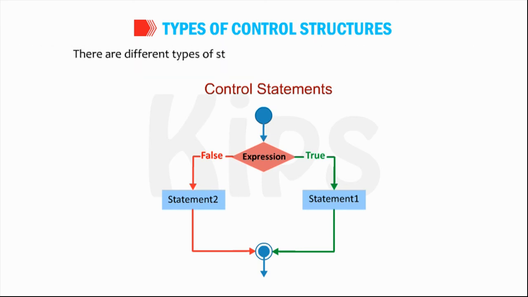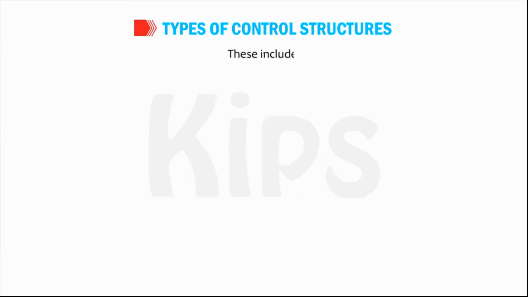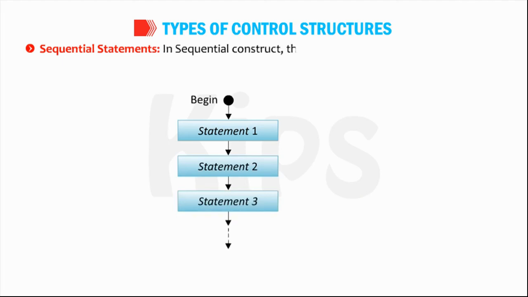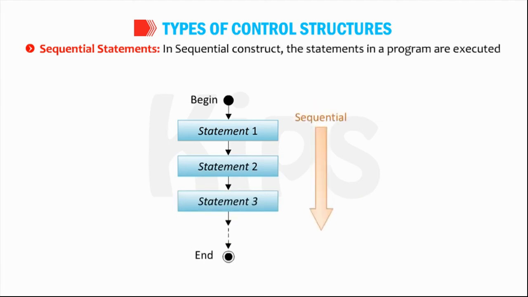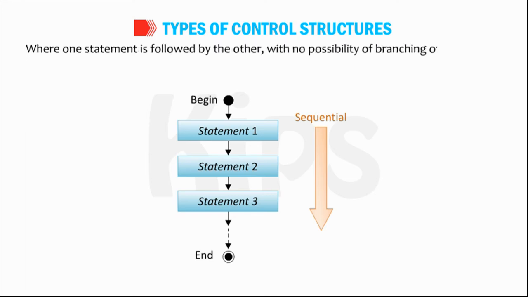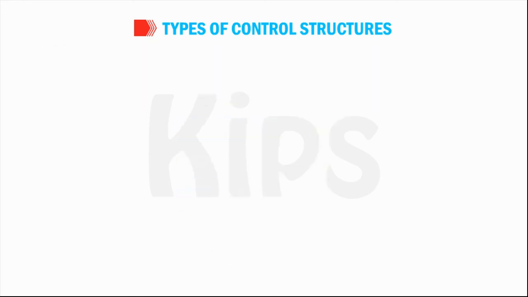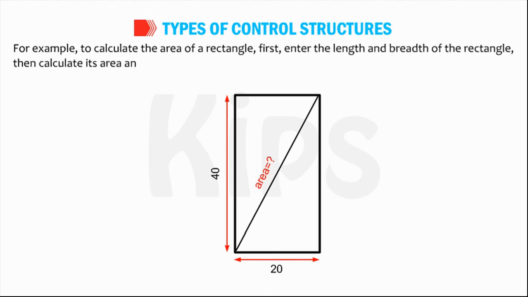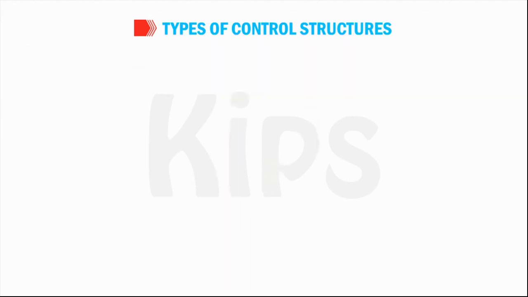There are different types of statements that control the flow of a program. These include sequential statements. In sequential construct, the statements in a program are executed in a sequential manner, where one statement is followed by the other, with no possibility of branching off to another action. For example, to calculate the area of a rectangle, first enter the length and the breadth of the rectangle, then calculate its area and print the result. Program.